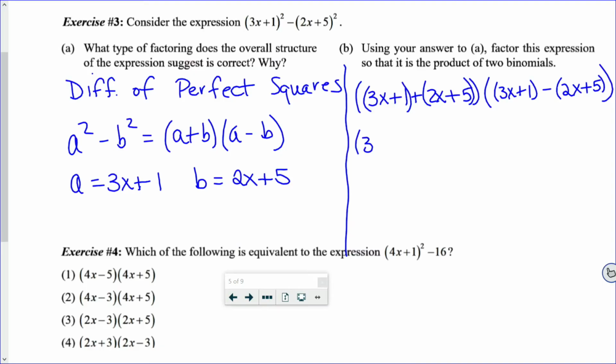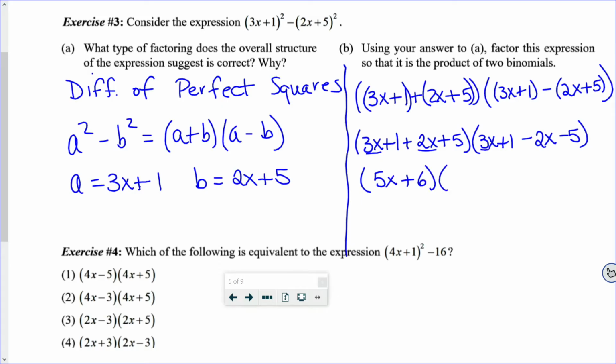In this case, we'd have 3x plus 1 plus 2x plus 5. In this case, we'll have 3x plus 1 minus 2x minus 5, distributing that subtraction. Now it's just combining like terms. 3x and 2x is 5x. 1 plus 5 is 6. And in this case, 3x minus 2x is just x, and 1 minus 5 is negative 4. 5x plus 6 times x minus 4.